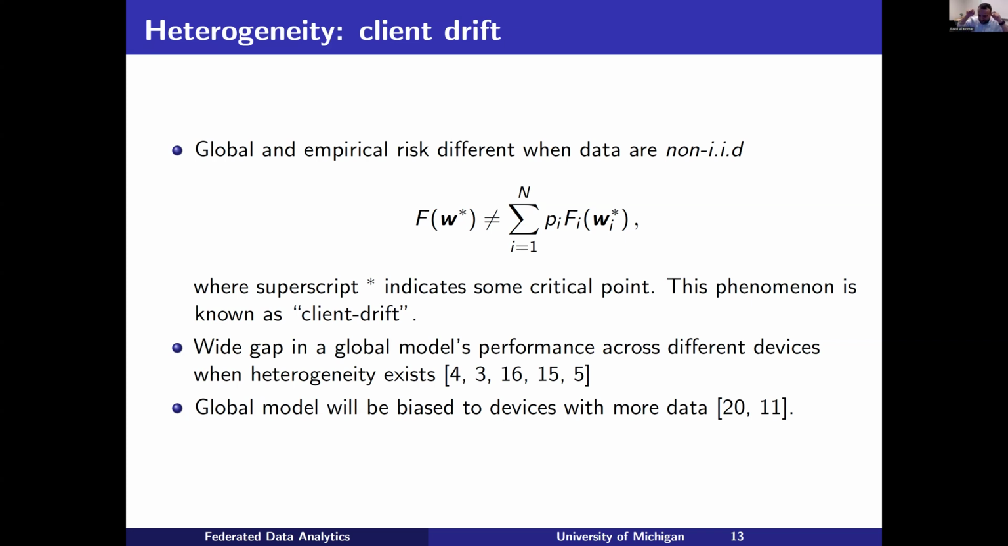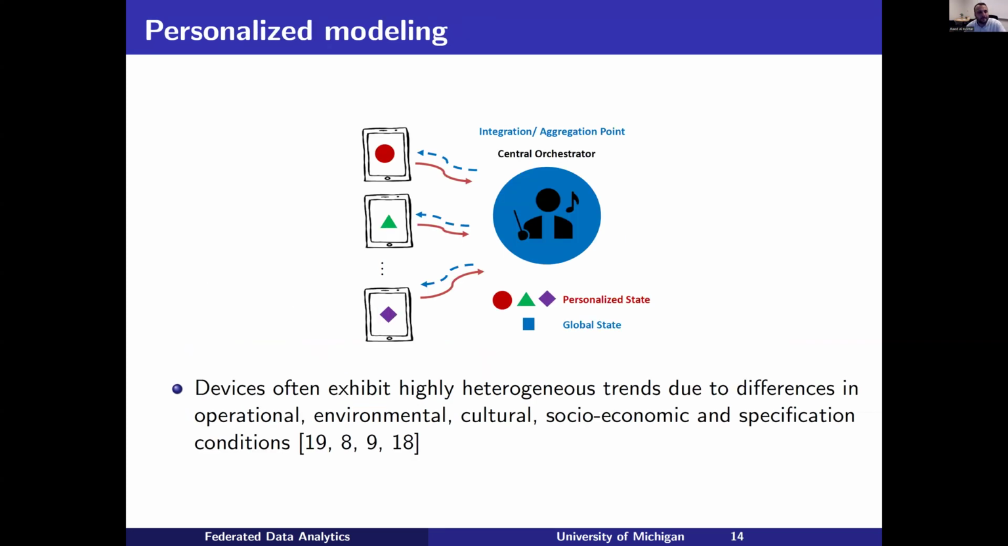Because even if things are homogeneous and you do many local steps, every client can push their model in their own direction, different directions, simply because of the stochasticity of gradient descent, of the data, of the noise. And then taking the average may not make sense. So the solution that people proposed was personalization.